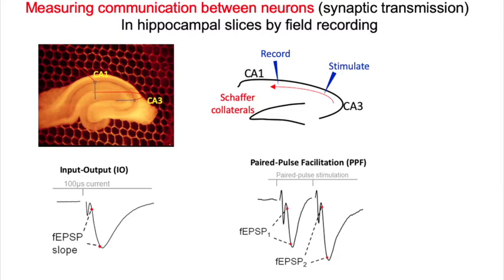On top of this, you can make many fancy experiments. One of them is that you can stimulate these CA3 neurons twice with a little time interval between them. Then you get two responses. The ratio between these two responses is a proxy to determine whether there is a change in glutamate release probability in the presynaptic terminals.